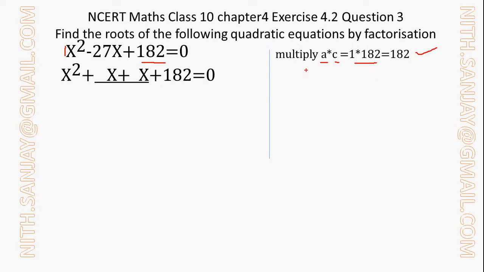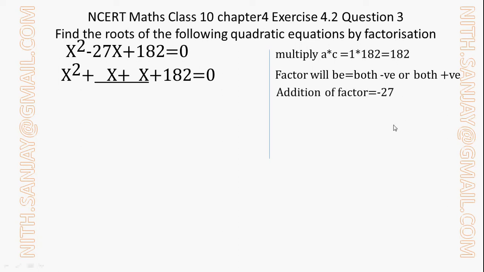If I multiply these two terms, I will get 182. Now because this 182 is positive, my two numbers which I will put here and here have to be either both negative or both positive. The reason is that the multiplication of two negative numbers is positive, and the multiplication of two positive numbers is also positive. Next, because the addition has to be minus 27, meaning negative, my numbers can only be both negative, because if I add both positive numbers, they will never give me a negative sum, right? So both factors will be negative.